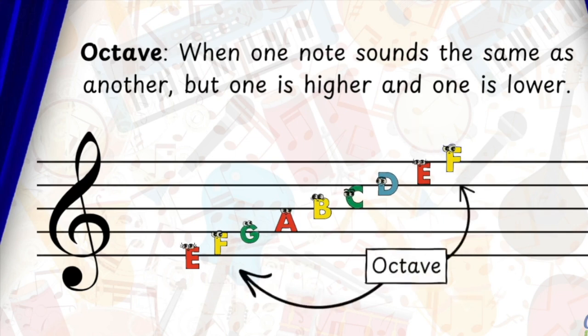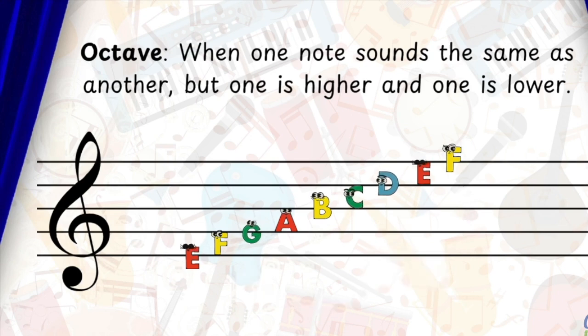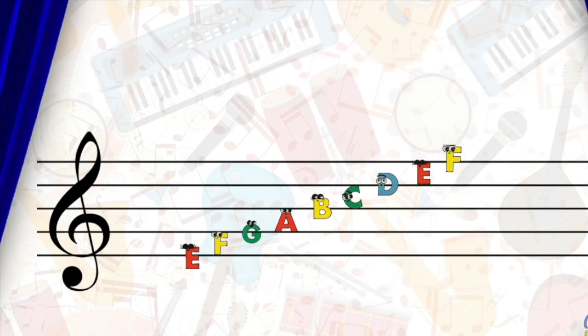The difference between these 2 Fs is called an octave. And that's when one note sounds the same as another, but one is higher and one is lower. There's an octave between the low F and the high F, as well as the low E and the high E.